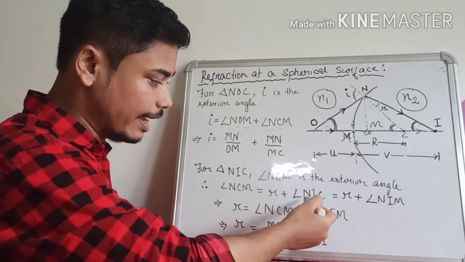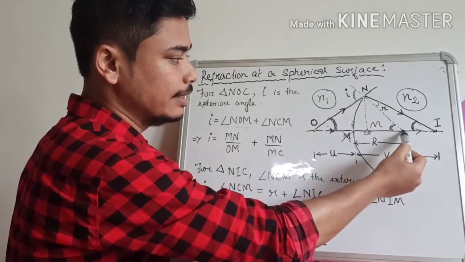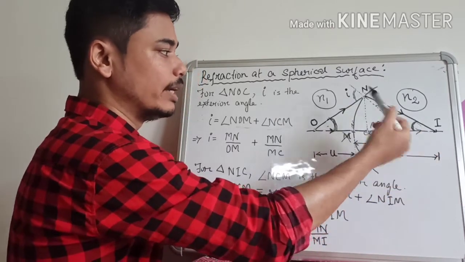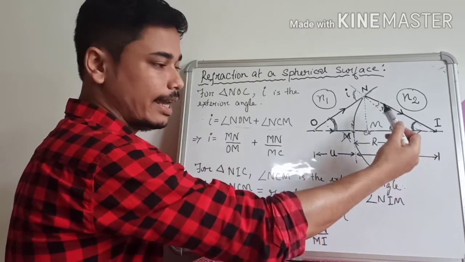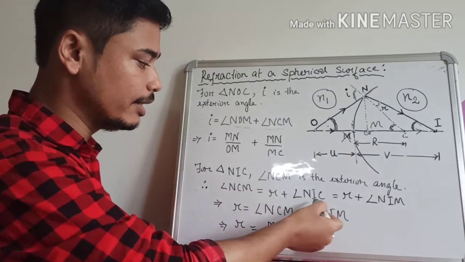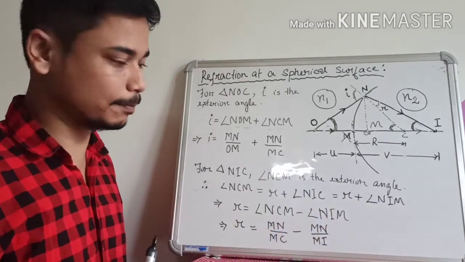Now this angle NIC can also be written as angle NIM. This is angle NIC, which is the same angle if we consider NIM. So we can consider angle NIC to be angle NIM. So I have written here NIM instead of NIC.